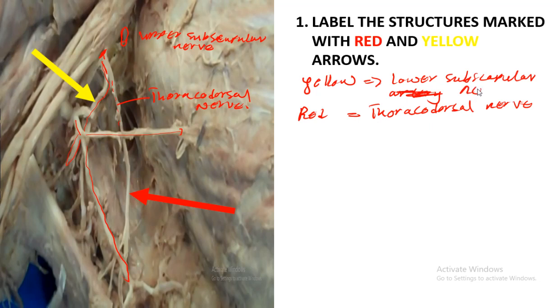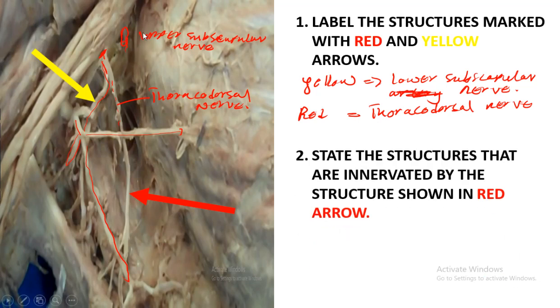All right, just note that for these nerves and arteries, normally they have the same name. So this guy, like I've said, is the lower subscapular nerve, which is branching from the posterior cord. Then you have the thoracodorsal nerve, which is also from the posterior cord, and also you have the upper subscapular nerve, which is on top there.